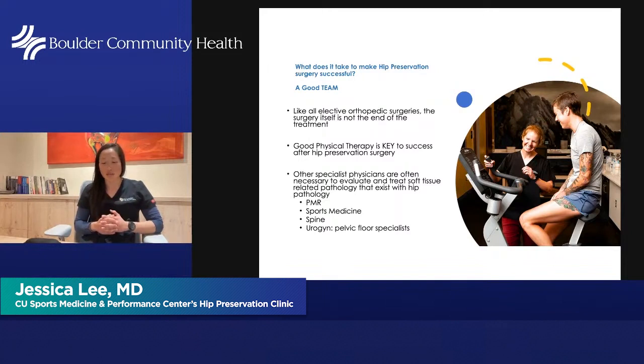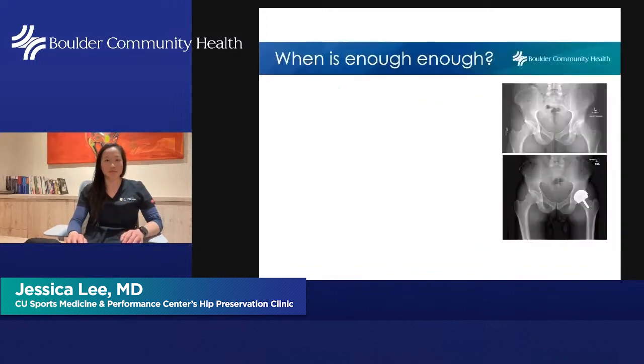So sometimes if you have these overlapping symptoms, it requires other providers and specialists to take a look at the patients and examine them and rule out not only primary but secondary pathologies. So these people might be PM&R specialists, sports medicine specialists, spine specialists, and sometimes urogynecologists and pelvic floor specialists. A lot of people who have hip pathology also have concomitant issues like dysuria or painful urination, as well as painful sexual activity. So these are obviously very big deals for people's lifestyles.